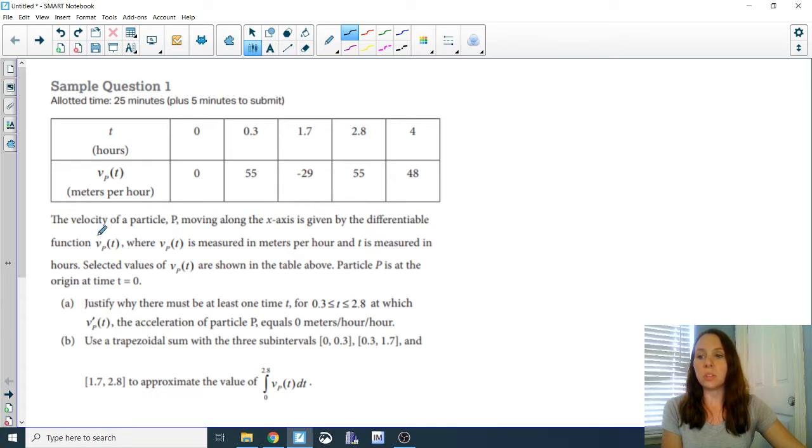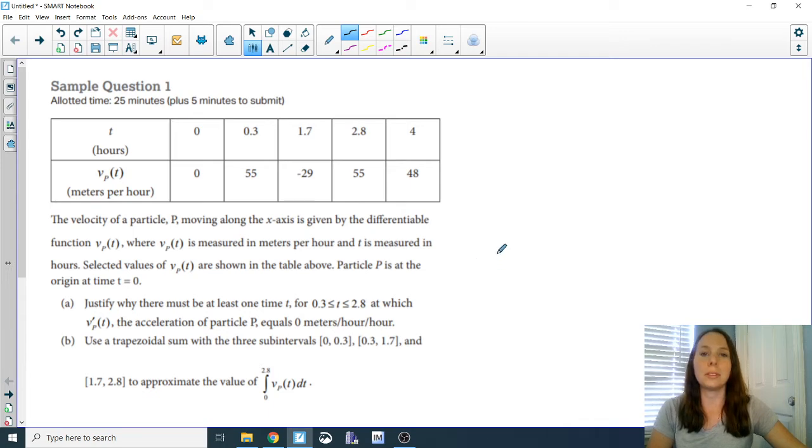It's given by a differentiable function, v sub p of t, where v sub p of t is measured in meters per hour and t is measured in hours. You can see selected values shown in the table, and particle p is at the origin at time t equals 0. Okay, in part A, it asks you to justify why there must be at least one time t in the interval from 0.3 to 2.8, at which v prime sub p of t, oh my gosh, it's so ridiculous to say. Or let's just call that the acceleration of the particle equals 0 miles per hour per hour.